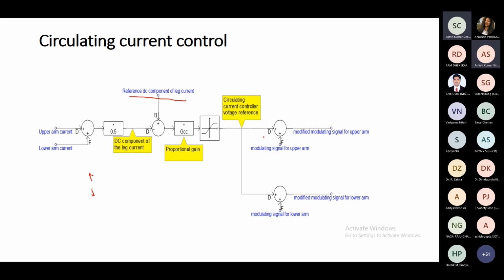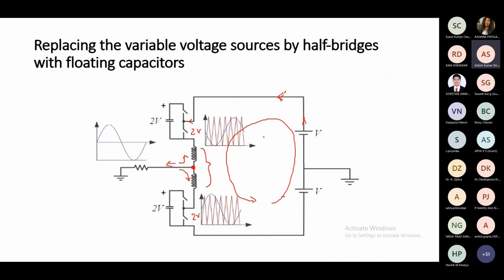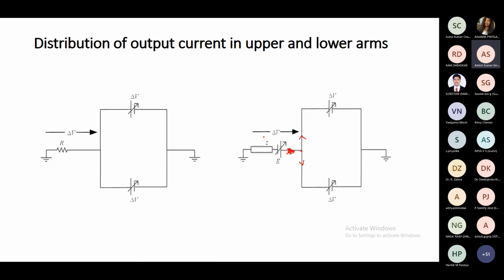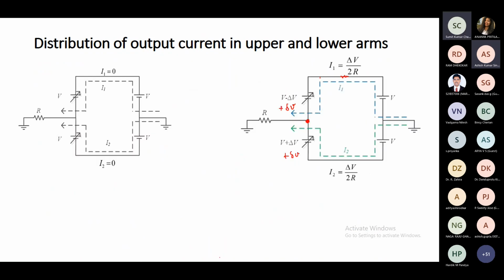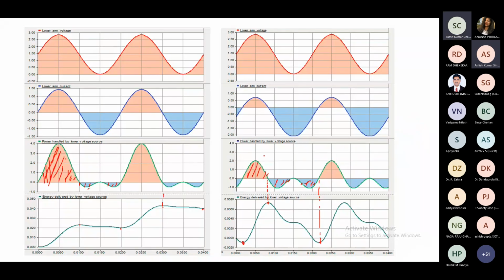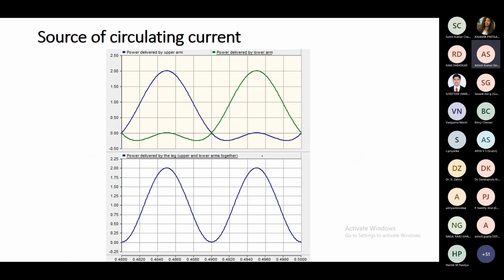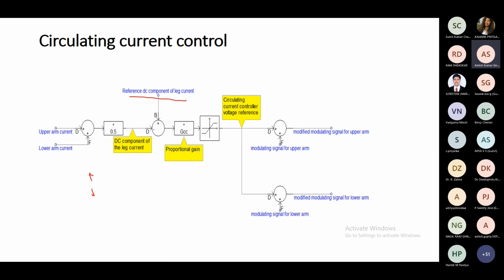As I said here in this diagram, as I have drawn, this small delta V is added to both upper and lower. So that's what is done here. Both upper and lower arm, the signal is added. So that's how the modified modulating signal is generated.